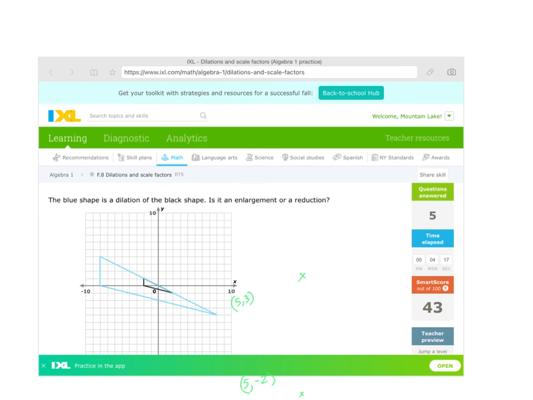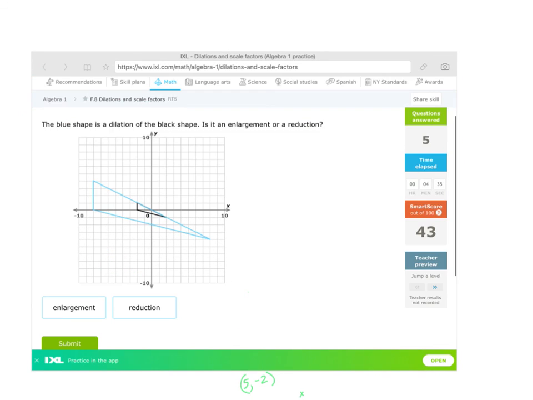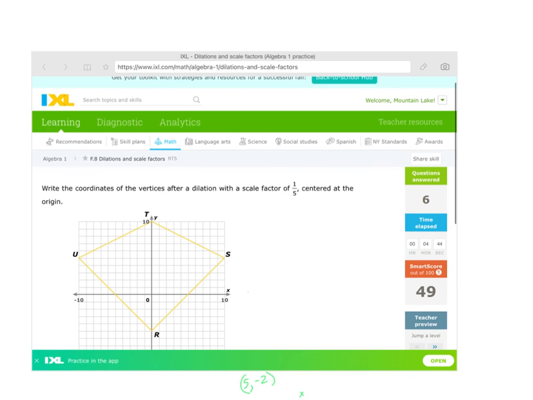Okay, let's try this, and then you guys can try a few questions. So the blue shape is a dilation of the black shape. Is it an enlargement or a reduction? So again, blue shape comes out of the black shape. So is it being enlarged? Yes, indeed. So you guys can try a few things over here. Either multiply by the scale factor or see if it's being enlarged or reduced. Good luck.